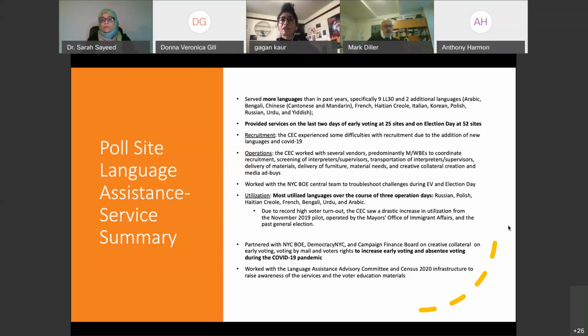Other areas of improvement, I think this lends itself to the next piece on the agenda, the interpreter well-being. The three experiences that we really care about are the voter experience, the interpreter's experience, and then the CEC staff experience, right? We want to make sure that all of those lend themselves to a smooth and focused program.